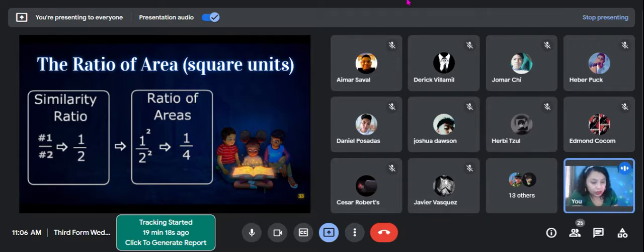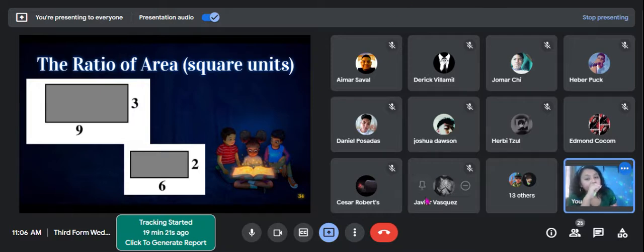So let's see a question. If I want you to give me the ratio of the width of these two rectangles, what is the width of the bigger one? 3, very good. And what is the width of the smaller one? 2, very good. So what is the ratio of the first rectangle to the second rectangle when you're talking about width? 9 to 4.